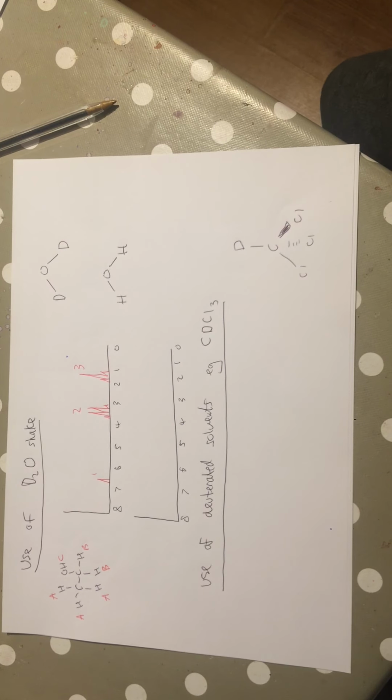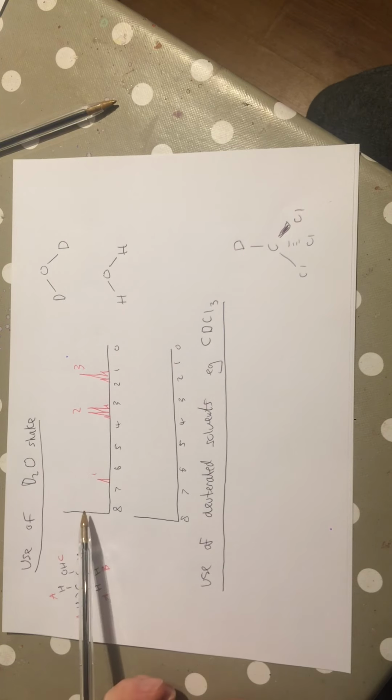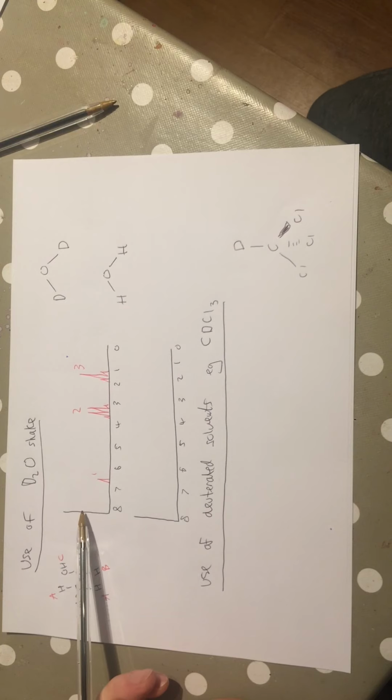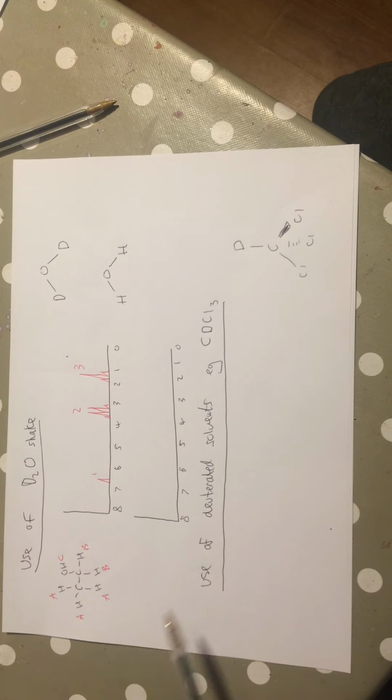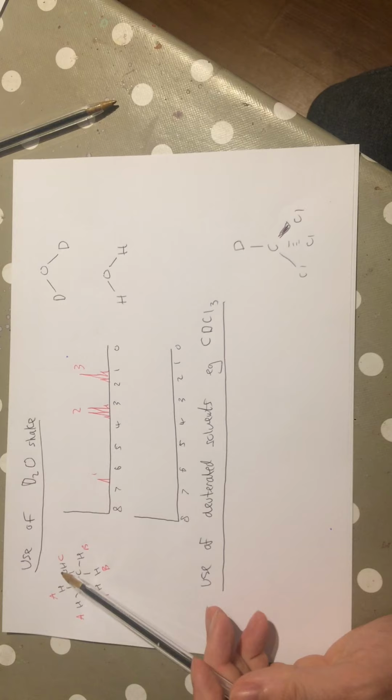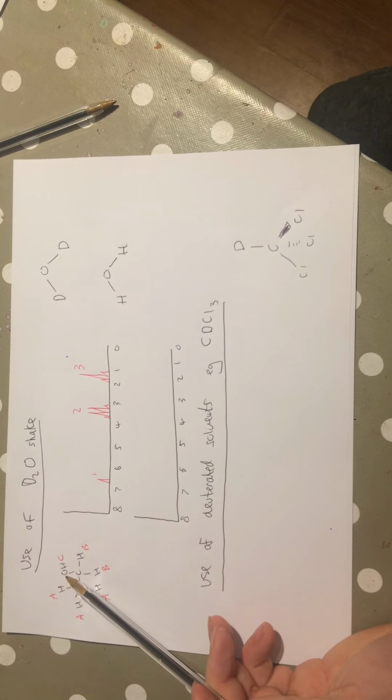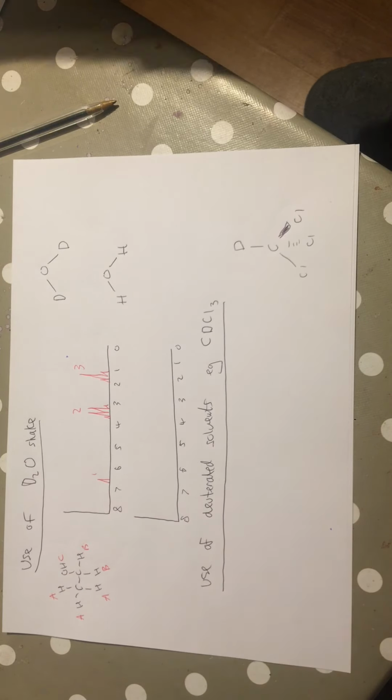Okay, so this video is about the use of D2O, or what we call D2O shakes, and also the use of deuterated solvents. So let's start with D2O. Earlier on in the previous video, we looked at ethanol and found out it would have an HNMR graph which looks like this. The problem with this one is that this OH, and this is also true for NHs, can crop up anywhere.